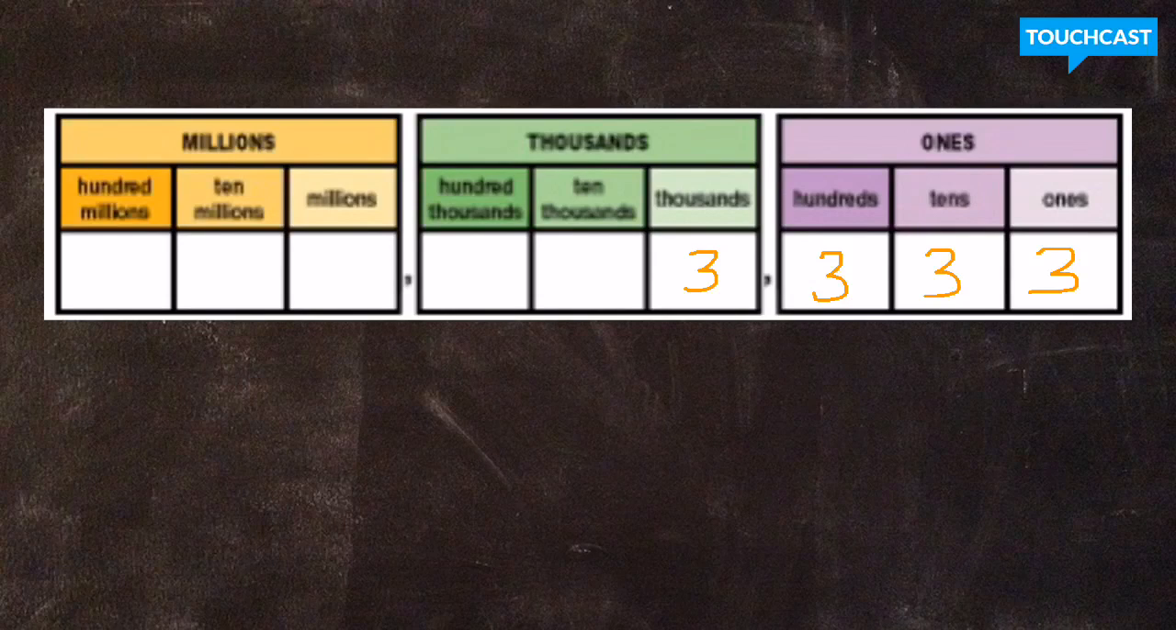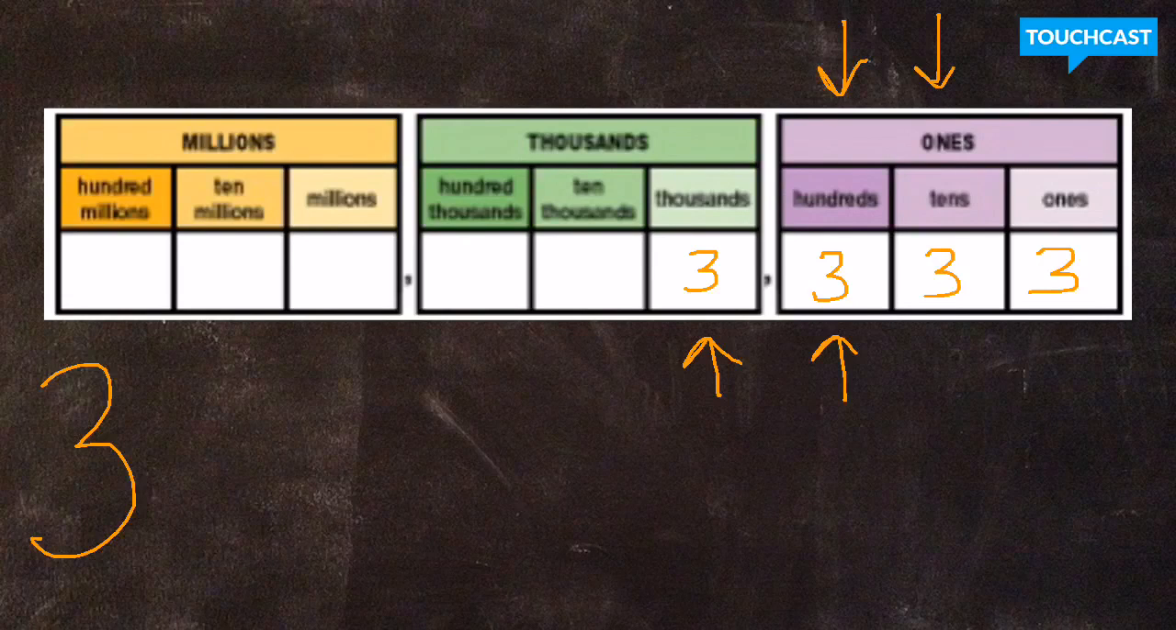As you can see, I've written the number 3,333 in our place value chart. So basically, I've used the digit 3 four different times. The question I want to ask you is, does a 3 in the thousands place have the same value as a 3 in the hundreds place? I could ask the same question and say, does a 3 in the hundreds place have the same value or worth as a 3 in the tens place?